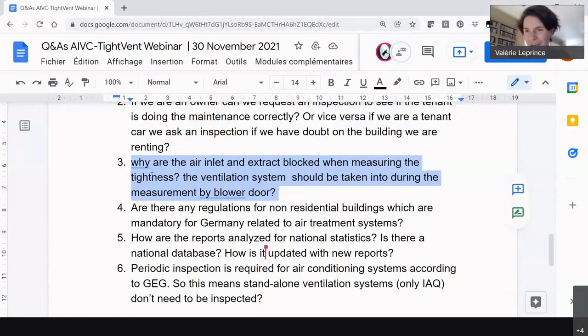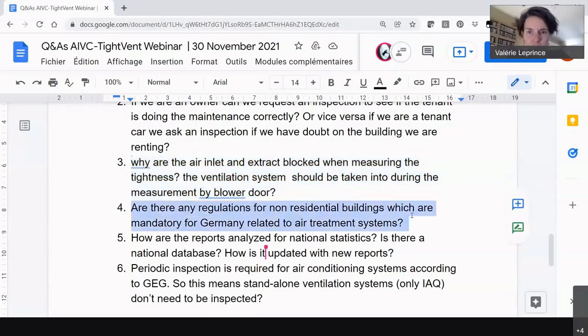Yes. Okay. Exactly. Okay. Are there any regulations for non-residential buildings which are mandatory for Germany related to air treatment systems? So I guess regulation for the inspection specific to air treatment systems. As for the inspection, there are no more regulations than the ones which I was talking about, so far as I know. No, I don't think so.